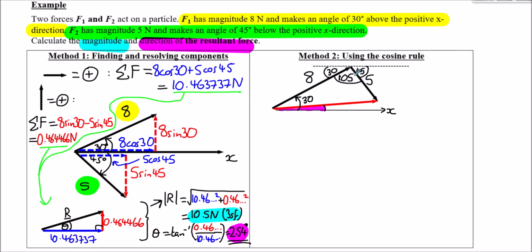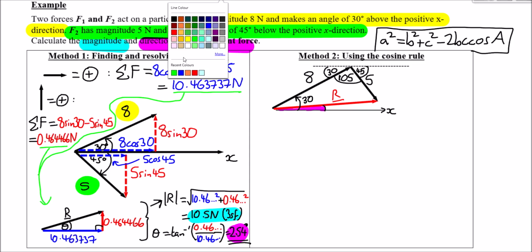So we know this angle here, and we know the magnitudes of the two sides of this triangle, either side of the angle we know. So if I call this one R, then I can use a cosine rule here to work out the magnitude of R. The cosine rule, if you recall, is a squared equals b squared plus c squared minus 2bc cos A. So that is essentially the cosine rule.